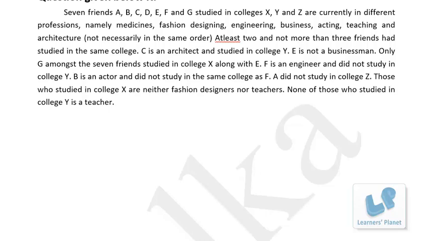7 friends studied in colleges X, Y, and Z are currently in different professions. There's this 1, 2, 3, 4, 5, 6, and 7. At least 2 and not more than 3 friends had studied in the same college. So it is 2, 2, 3 combination. So I just write down name, profession as of now, and college.